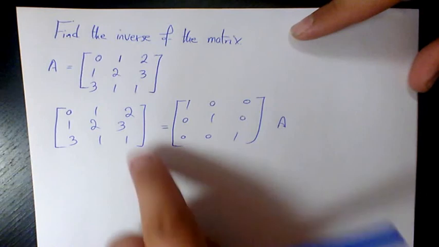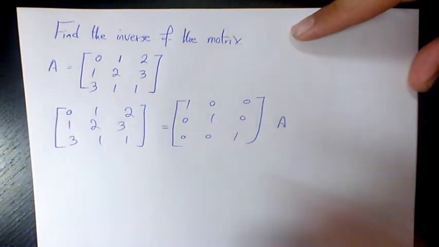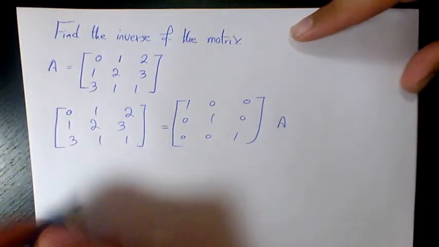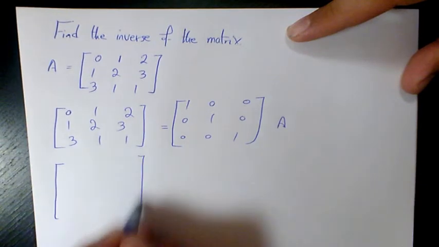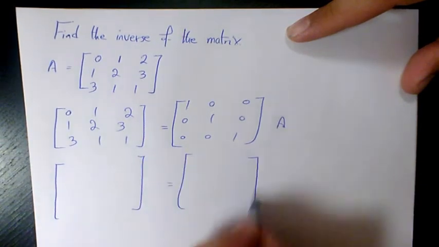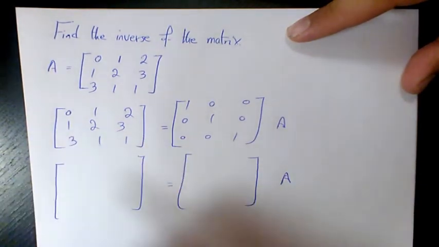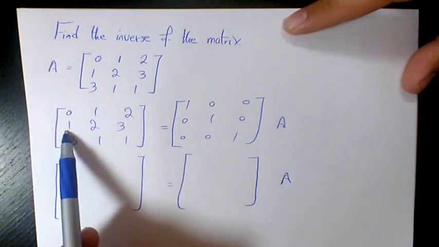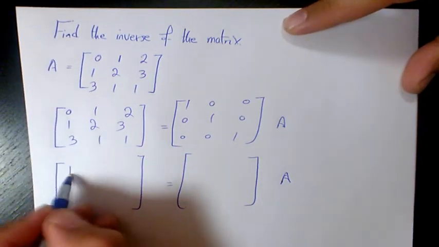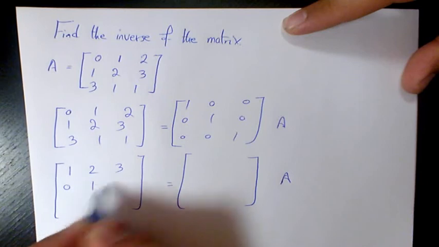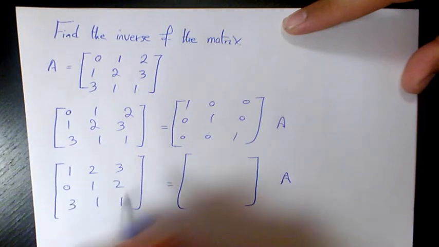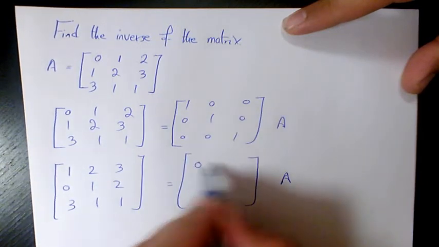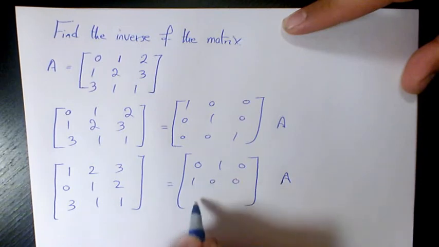Then what I need to do, I need to change this matrix to an identity matrix. First thing, we need to switch the second row with the first row. So it's going to be 1, 2, 3, 0, 1, 2, 3, 1, 1. And here we need to do the same thing: 0, 1, 0, 1, 0, 0, 0, 0, 1.